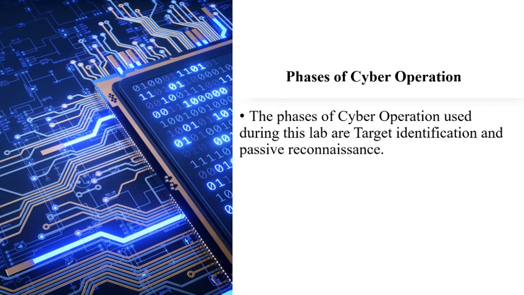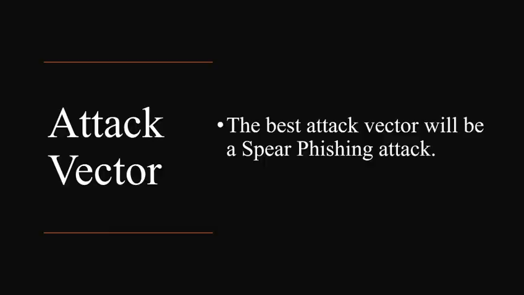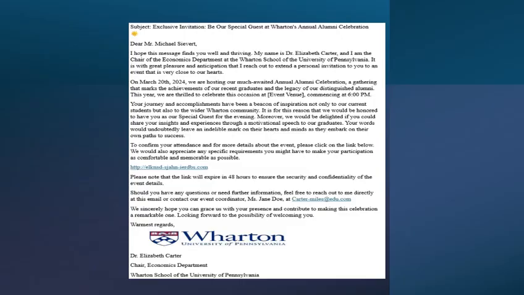And now looking at the phases of cyber operation that we used during this lab. We have target identification and passive reconnaissance. The attack vector best for this will be a spear phishing attack. I do believe, with the information I have gathered from T-Mobile and knowing my target, the C-suite officer Mike Sievert, and his email address, that a spear phishing email will be a good way to do the attack, and it will be successful.